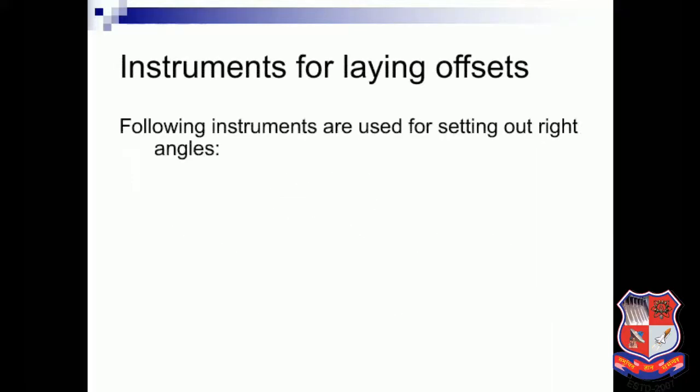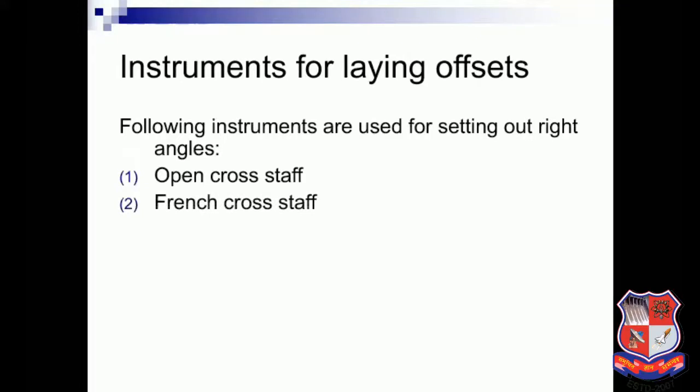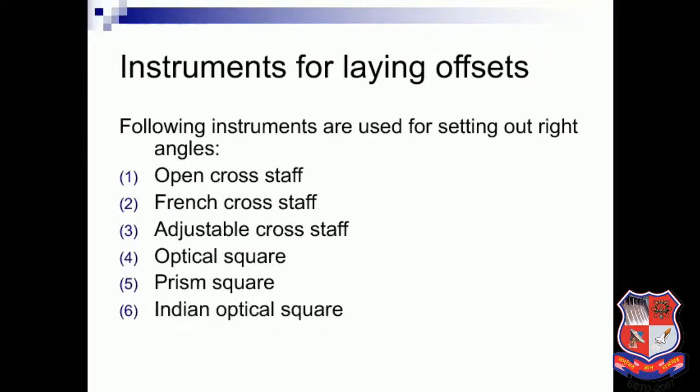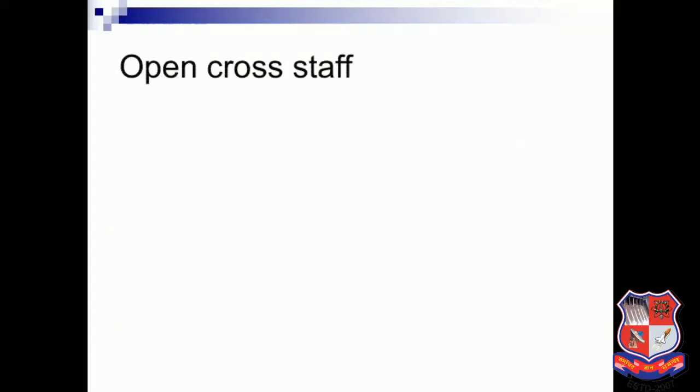Now, instruments for laying the offsets. The following instruments are used in setting out right angles. One is the open cross staff, second is the French cross staff, third is the adjustable cross staff, fourth is the optical square, fifth is the prism square, sixth is the Indian optical square. Now first of all we will discuss the open cross staff.